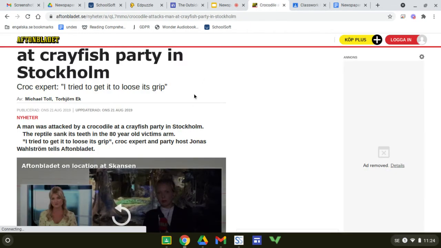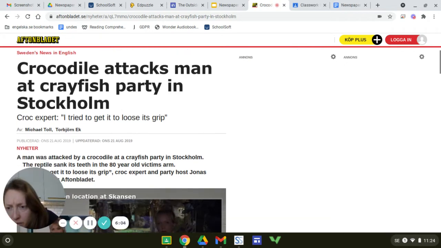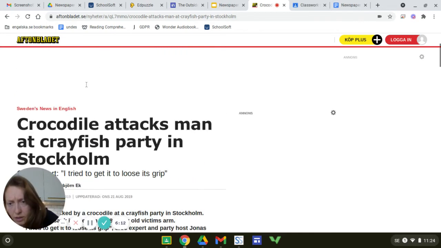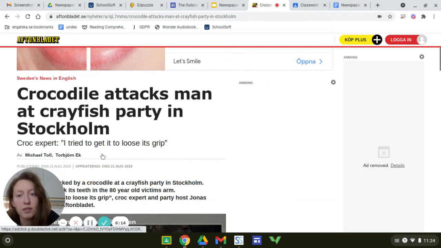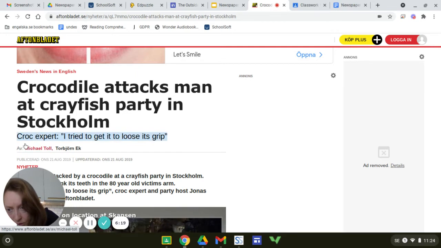We took it from here. Crocodile attacks man. So that was published August 21st, 2019. Here where it's bold, this is the lead paragraph. So here's the headline and here's the teeth. And here's the subheading right here. And here's the byline because it's by these two guys.